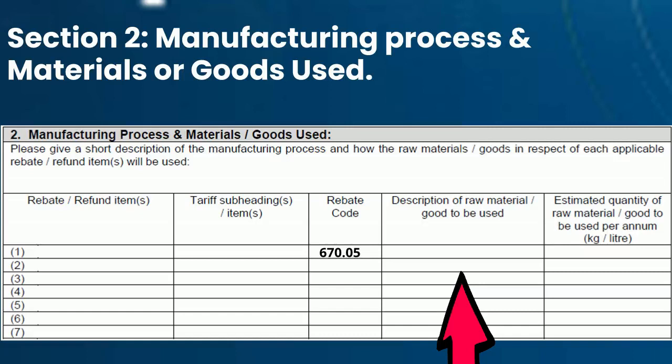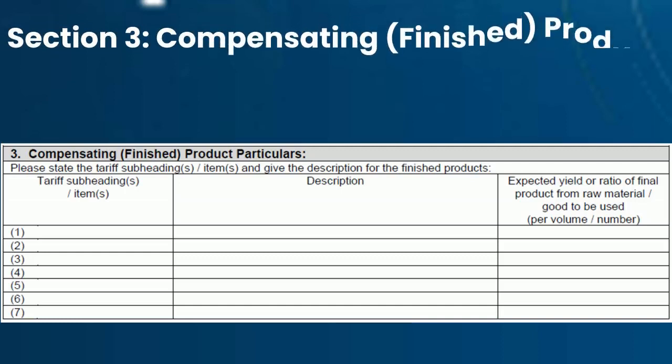Then, under the estimated quantity of raw material or good to be used per annum, either kilograms or liters, insert the estimated liters to be used per year. Section 3 of the form.